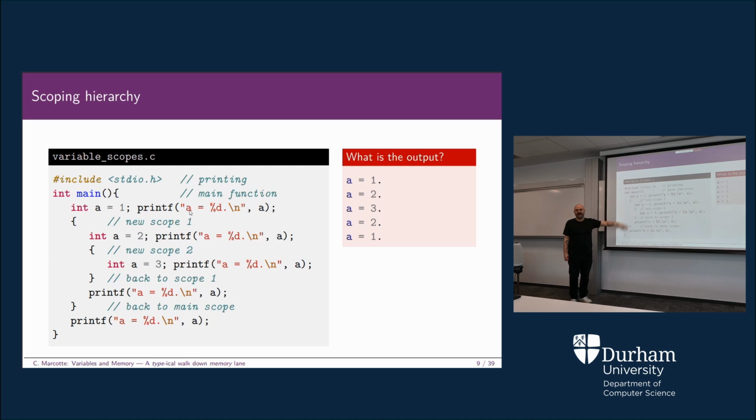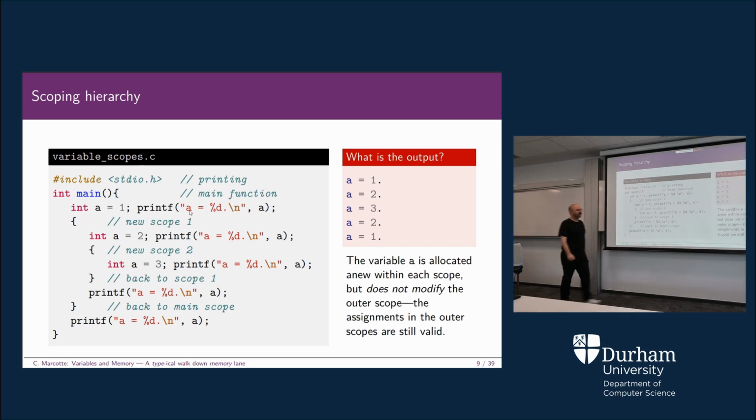Now this is a very simple example. These scopes are perfectly nested. You can imagine we could make something much more complicated. Something to keep in mind is because the variable a is allocated anew within each scope, it does not modify the outer scope. The assignments in the outer scopes are still valid. That's why when we go deeper into the scope hierarchy and then back out, things reverse perfectly.